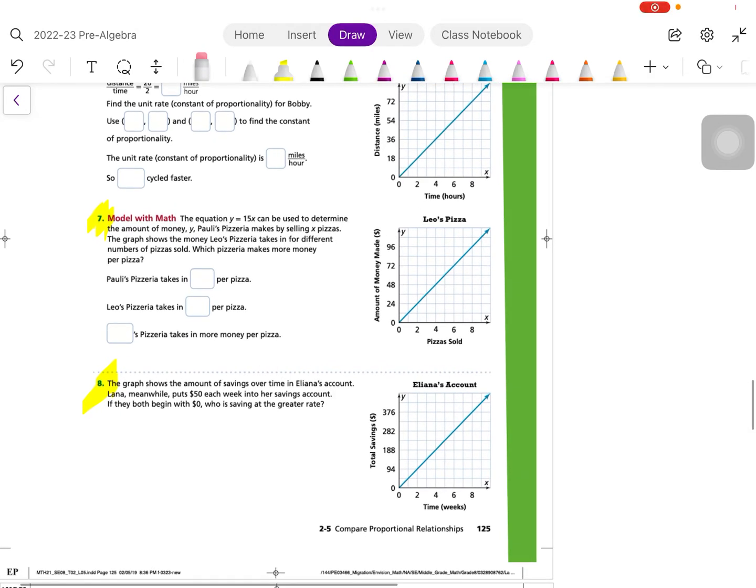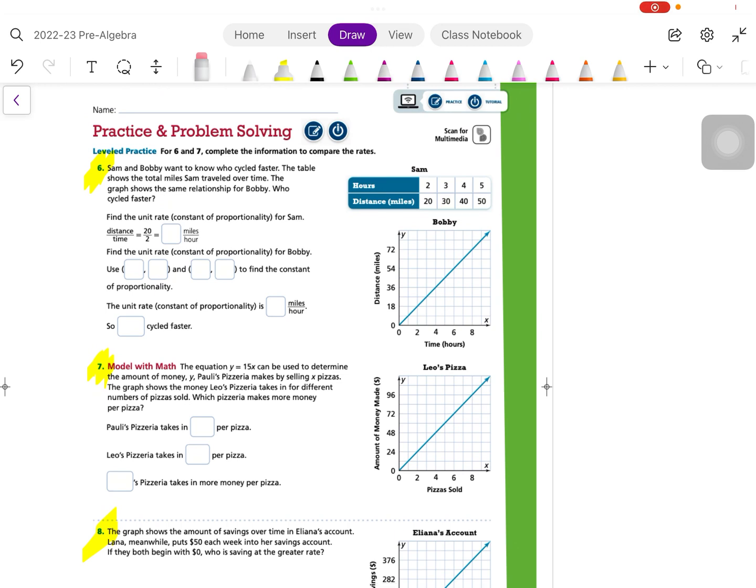Hey, pre-algebra students, this is a follow-up to our lesson from yesterday on understanding proportional relationships. If you don't have your iPad out and open to OneNote, please do that right now. These are your notes for lesson 2-5.